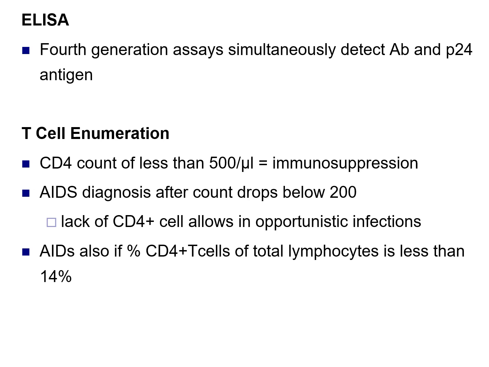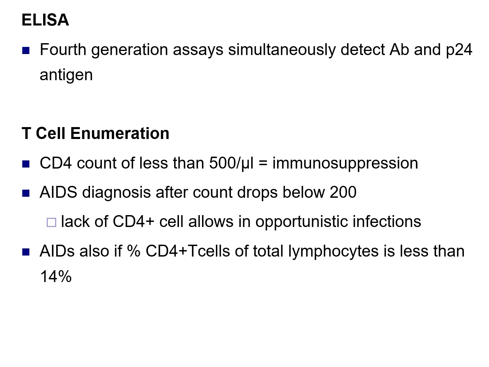ELISA, so this is another test. This is a fourth generation assay, so very sensitive, very specific. It can detect antibodies and antigen. Then we can also check for specific type of cells, T cells. For example, CD4 cell, and we can check if the CD4 cell count is less than 500 per microliter. That indicates that there is immunosuppression.